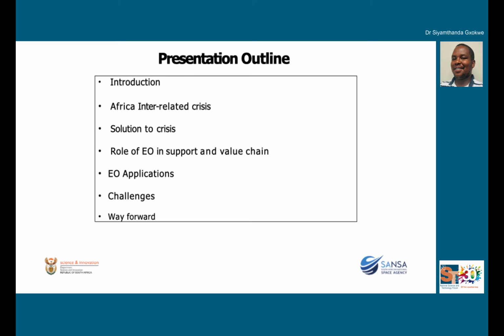I'm also going to be looking at some of the Earth observation applications and tools that we've developed at the South African National Space Agency. I would also look at the challenges that we are facing and some of the way forward. Hopefully, out of this presentation, we would have gotten some of the partners that we need that would allow us to take the use of Earth observation to the next level in solving the problems relating to climate change, the environmental crisis, and other things.